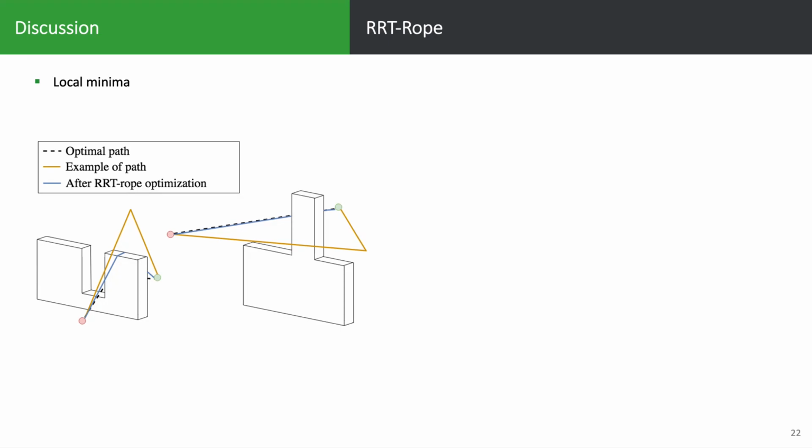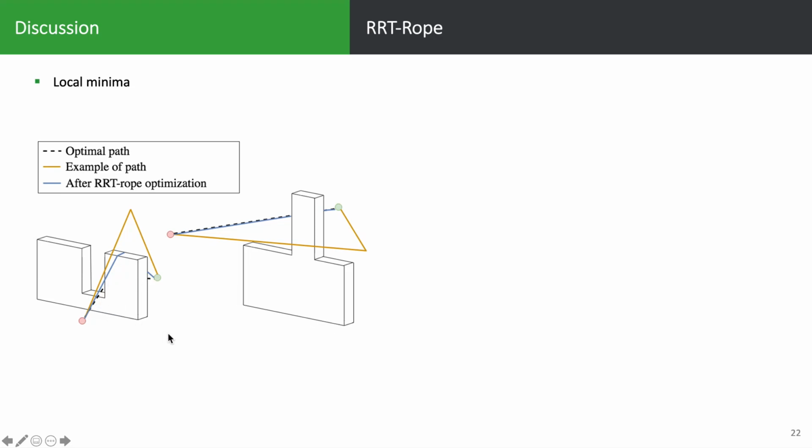As said earlier, we work in environments that are three-ball homotopic and uncluttered. Nevertheless, one can ask how far the algorithm can perform in other situations. One might expect the algorithm to fall into local minima as depicted here on the left. The yellow path would be the first feasible path that we optimize to the blue path, but really the dashed path would be the shortest.